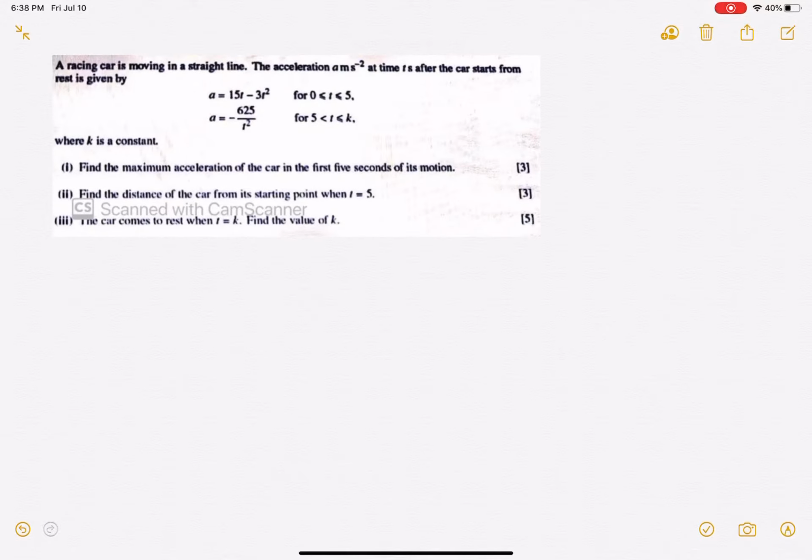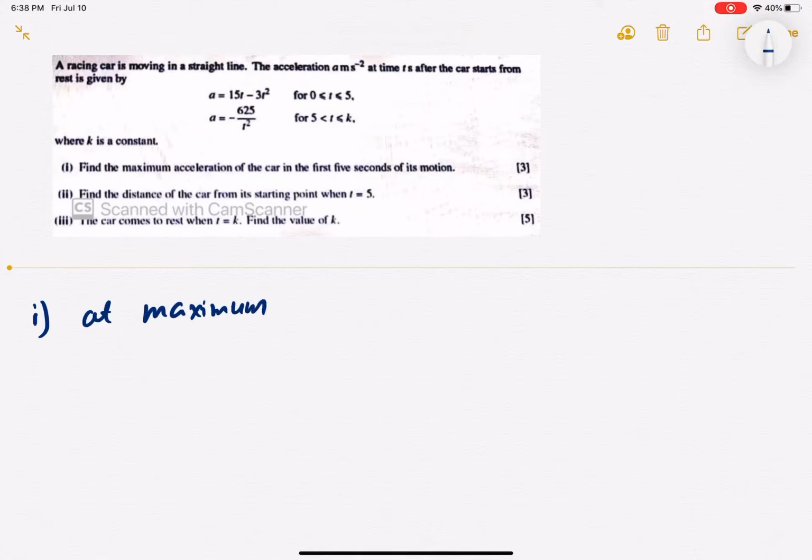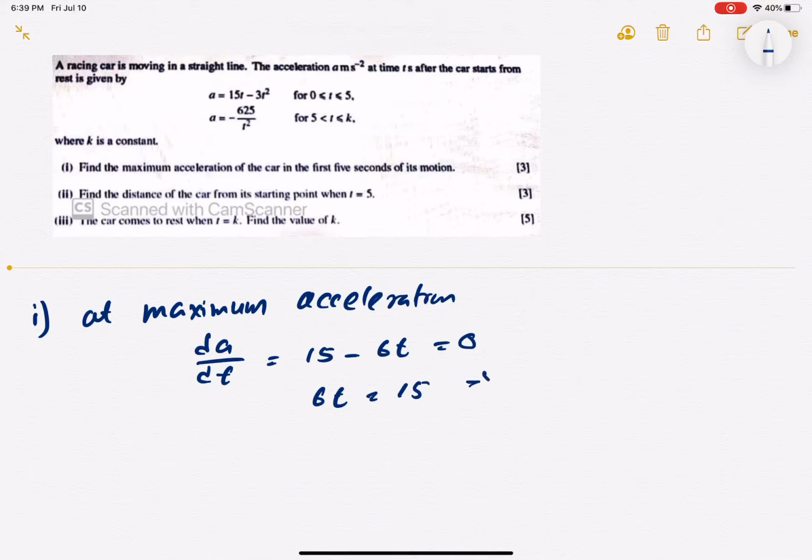So part I, at maximum acceleration, dA by dt equals 15 minus 6t equals 0. 6t is equal to 15, which means t is equal to 2.5 seconds.